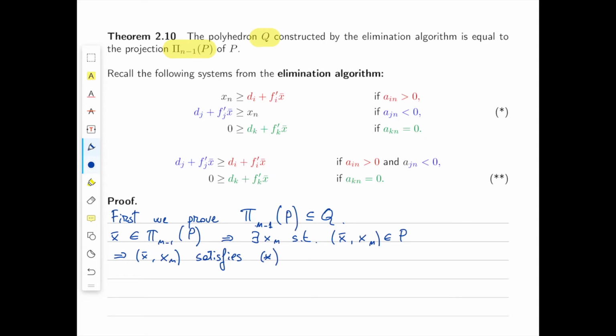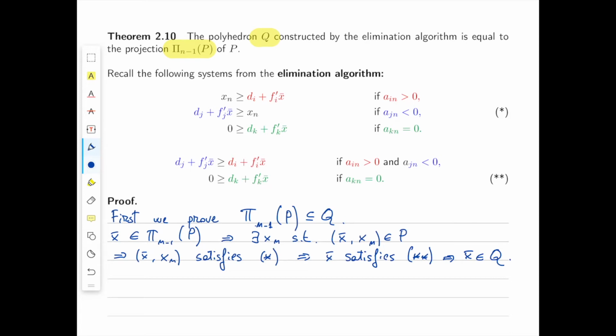From this, we obtain that x bar alone satisfies double star. Why is that? Well, we only need to check that x bar satisfies the inequalities blue greater than or equal to red. Of course, they're satisfied because in star we have that each blue is greater than or equal to xn and xn is greater than or equal to red. So these two inequalities imply that blue greater than or equal to red. Now double star is the system defining Q, so we have shown that x bar is in Q.